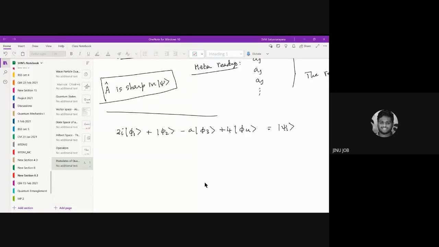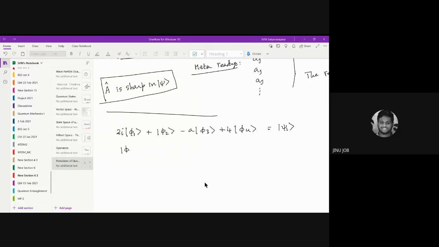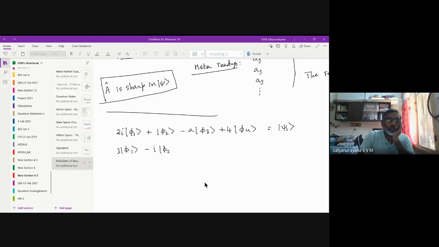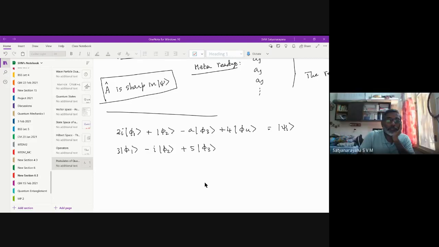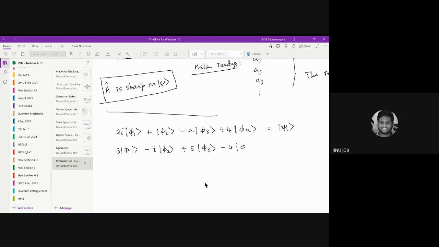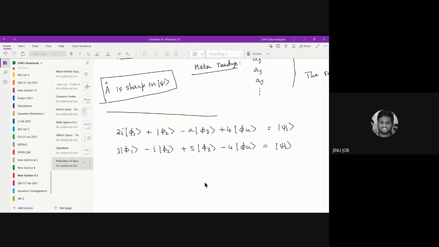And the next ket is ket psi 2. Phi 2, you mean? No, sir, psi 2. It is equal to 3 phi 1 minus i phi 2 plus 5 phi 3 minus 4 phi 4. Okay, so now what is the question? Where kets phi 1, phi 2, phi 3, phi 4 are orthonormal kets, and where a is a constant.